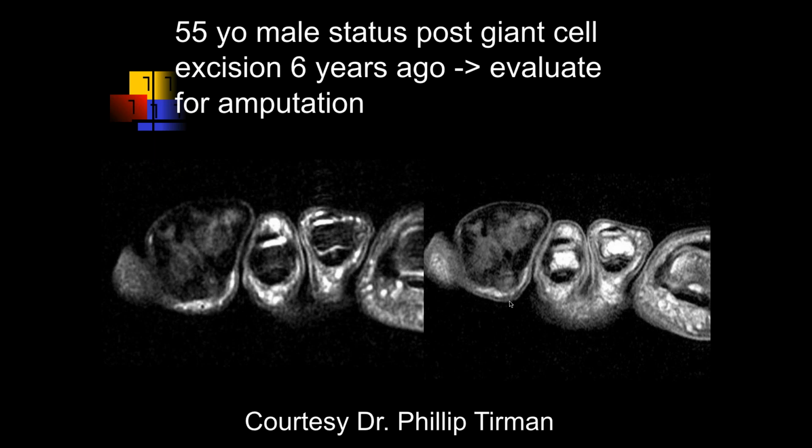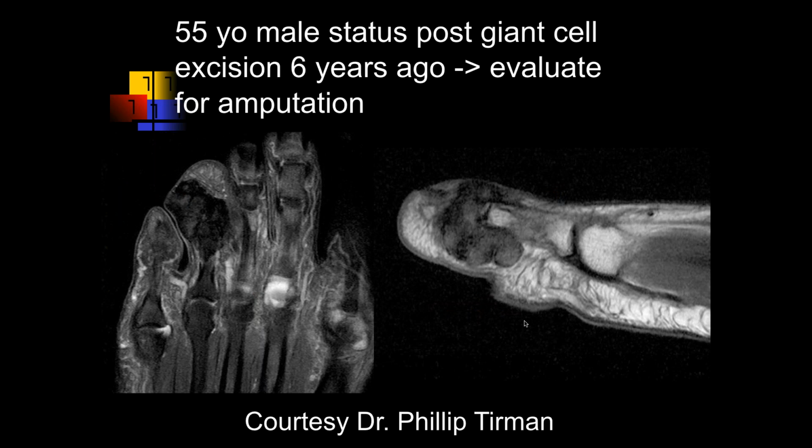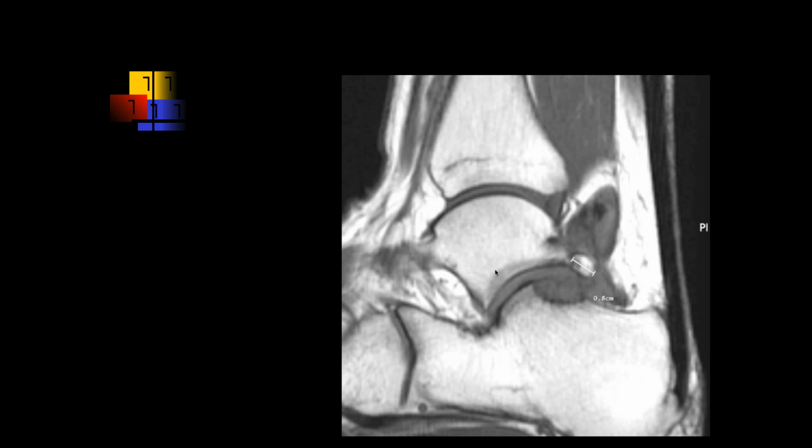Now here's a 55-year-old male, status post giant cell excision 6 years ago. Evaluate for amputation. So we've got these coronal series through the toes, and that's probably the fourth toe that's got this somewhat large heterogeneous structure emanating from it. I'd certainly be concerned for a recurrent lesion. And it seems to be almost destroying the joint spaces there, at the very least the distal interphalangeal. Okay.